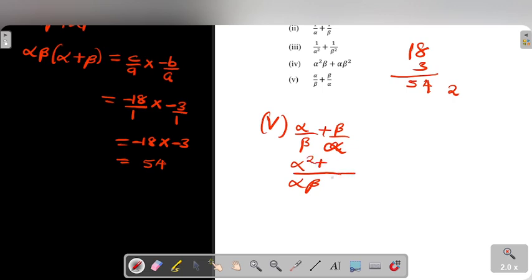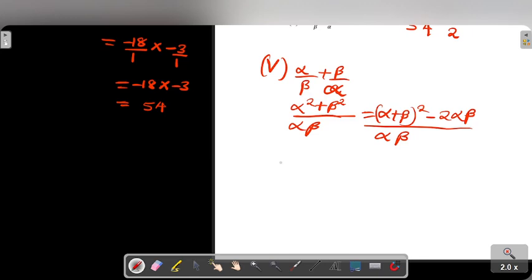Okay, then again you do the same. You're going to say alpha into alpha beta, so alpha and alpha cancel, then you have beta times beta. Then that will give us beta squared. So now we have to simplify this further. Remember that property for alpha squared plus beta squared is alpha plus beta, then this is squared, minus 2 alpha beta. Then you divide that by alpha beta.